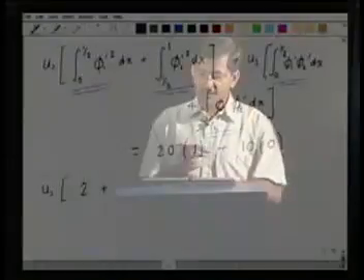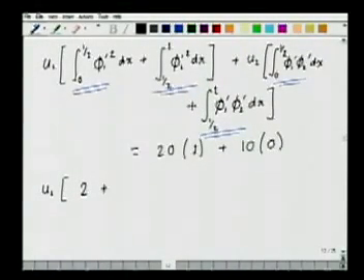Plus, in the region half to 1, what is phi 1? We obtained that phi 1 was equal to 2 into 1 minus x. So phi 1 prime is equal to minus 2. Minus 2 squared is 4. 4 in x is equal to 4 into half, which is again 2.